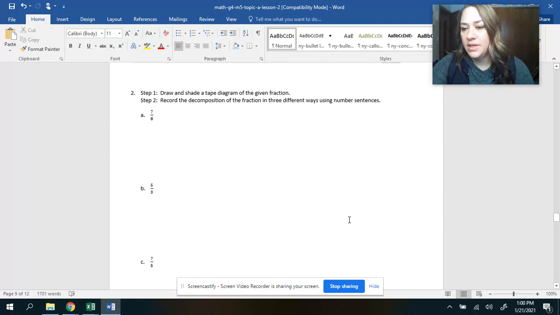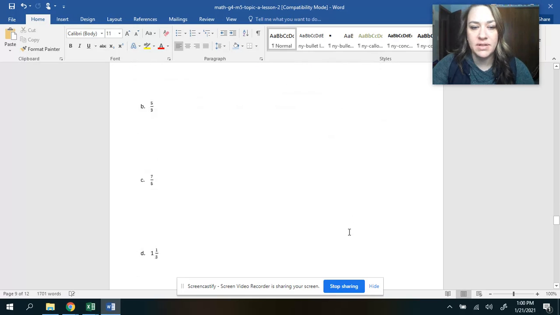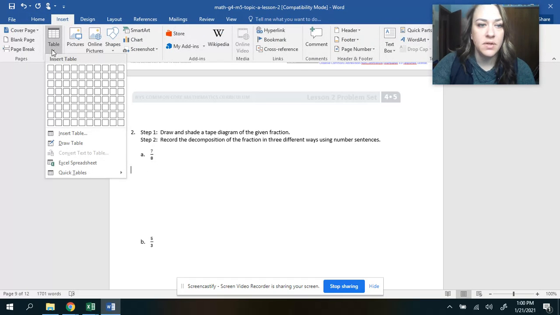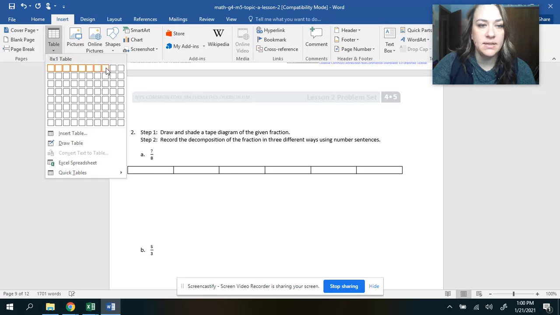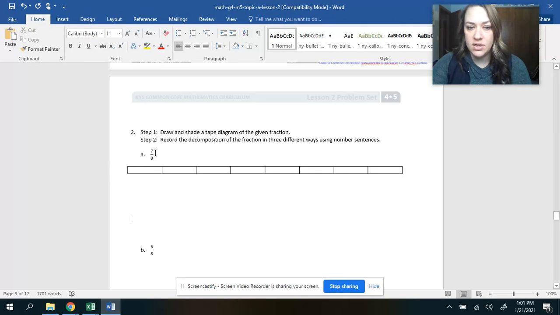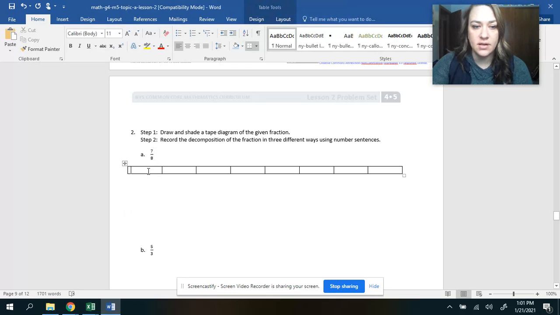We'll do one more, and I'm going to save the rest of these for your practice. Okay. So I have 7 eighths. So I'm going to draw my tape diagram. How many units am I going to have to break that into? 8, right? That's my denominator. So I'm going to have 8. And how many of those are going to be shaded? That's my numerator. So I have 7 eighths.